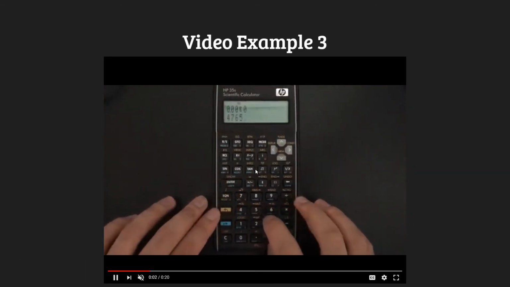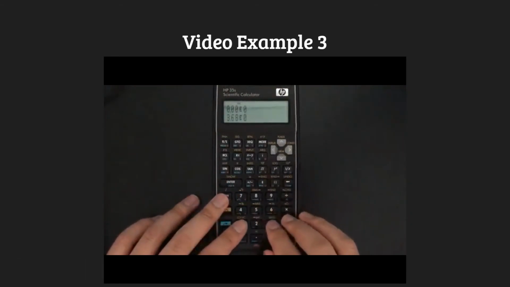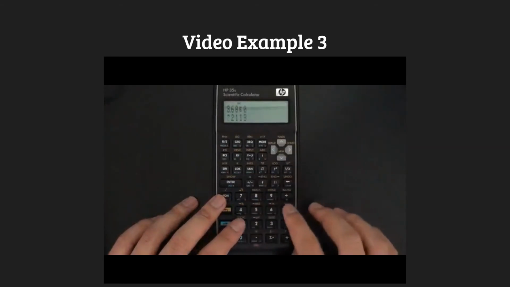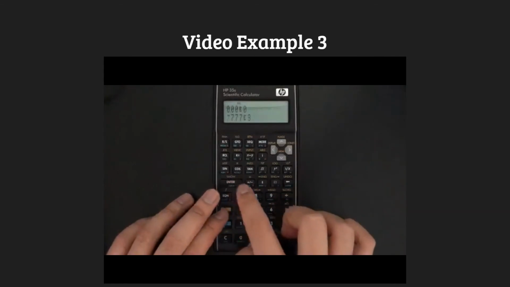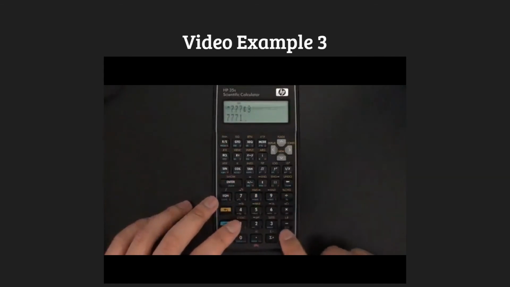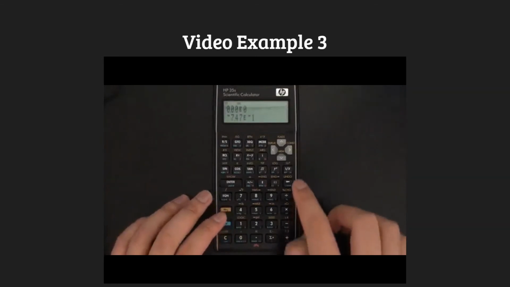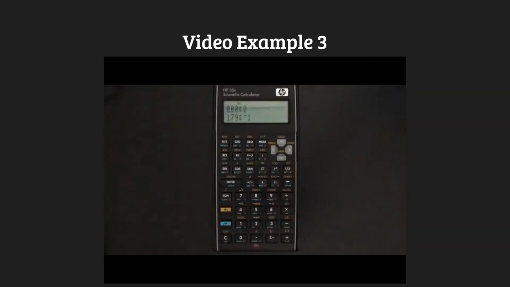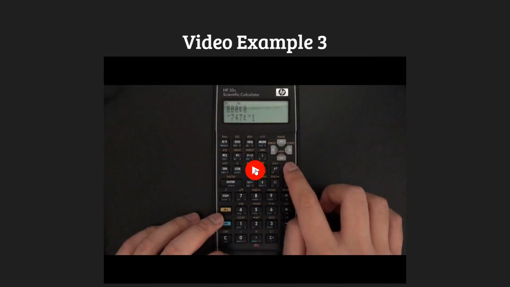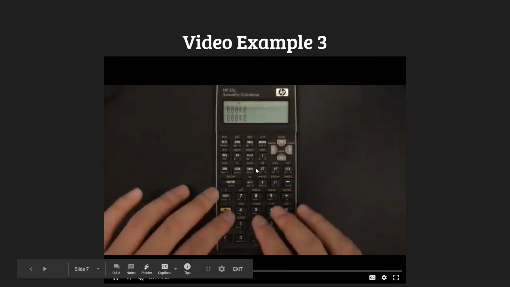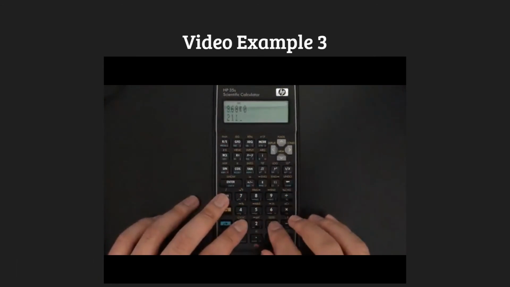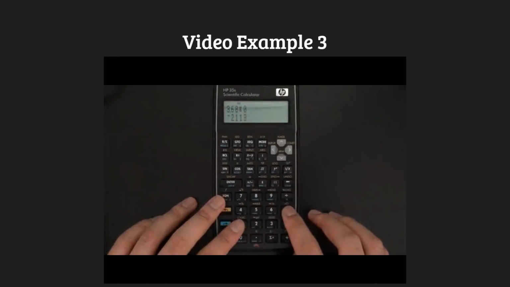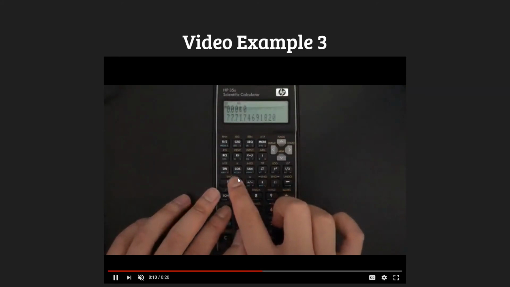Alright, 4765, log that, multiply it by negative 2113. Right, we're going to show, and then we're going to add 7771, and then we're going to do 10 to the x. Alright, so let's go over that again. 4765, yellow shift key and log, 2113, negative, multiply, yellow shift key and show.